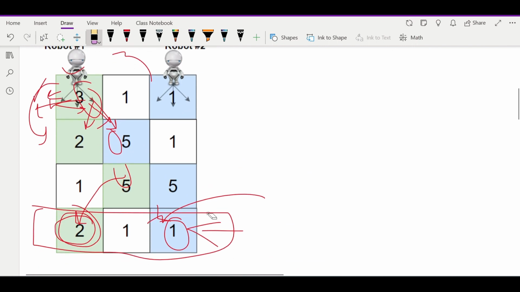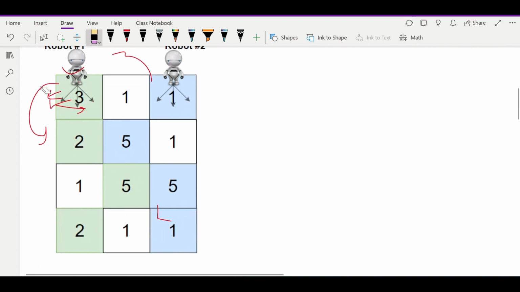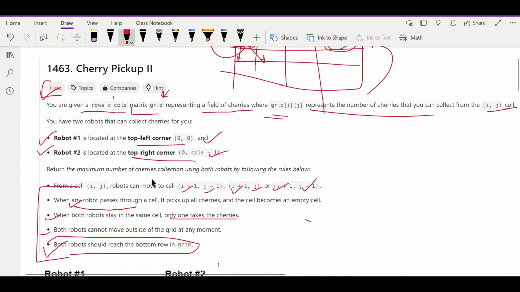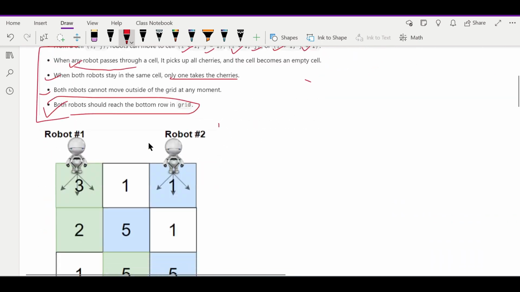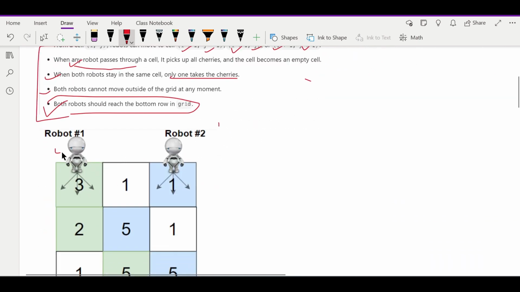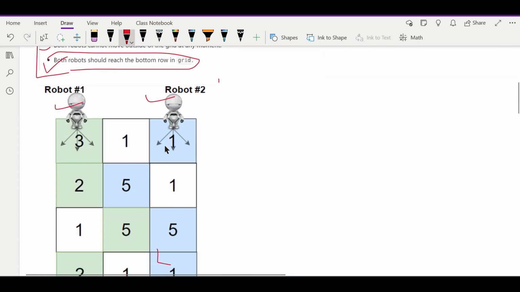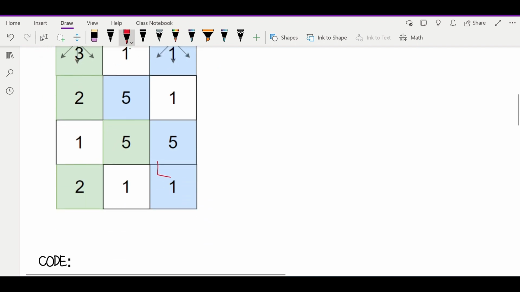We have understood all the points. Now we have to understand the approach. Let's first quickly look at this example and we'll see what is exactly required here. Remember, you have to return the maximum number of cherries that can be collected, right? So this is robot 1, this is robot 2, and robot 1 moves this green path, and robot 2 moves this blue path, right?